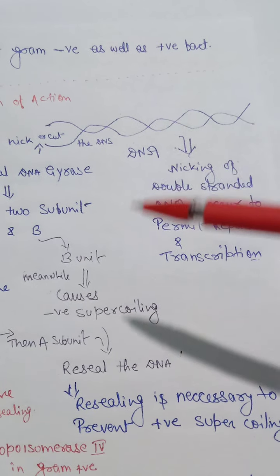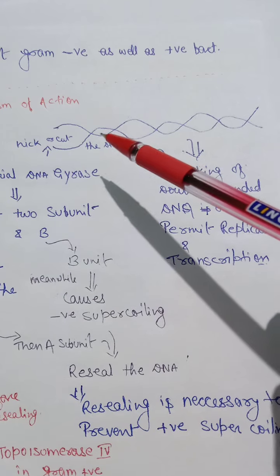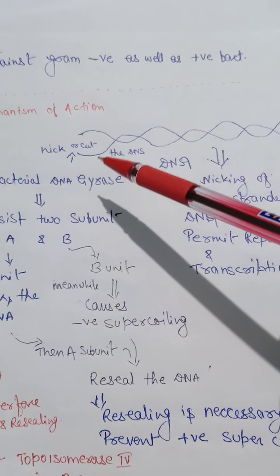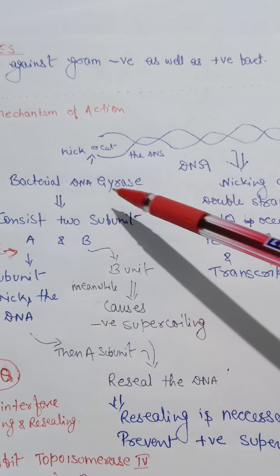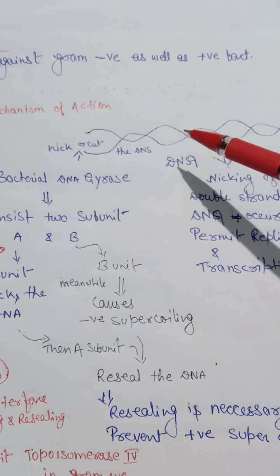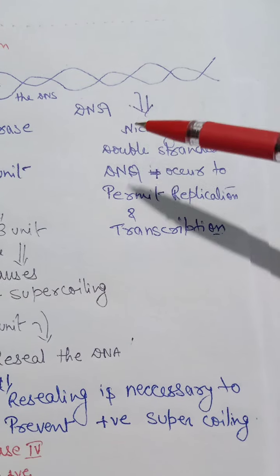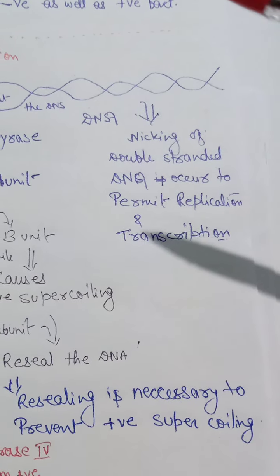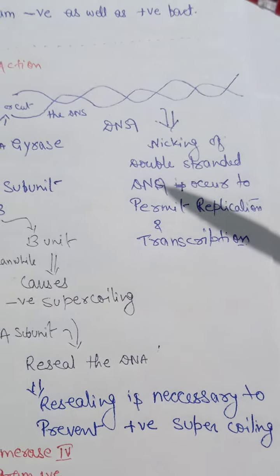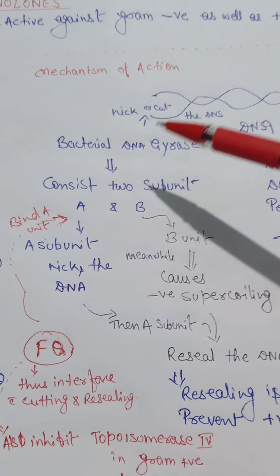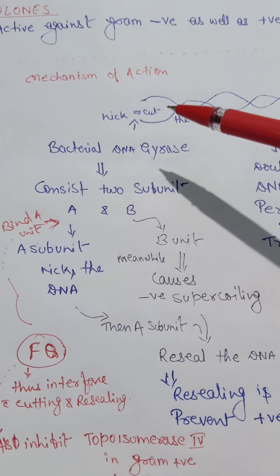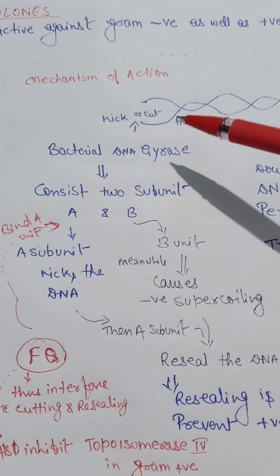For the replication and transcription, the DNA should be nicked or cut. This cutting is done by the DNA gyrase, and when the DNA gyrase cuts this DNA, the daughter DNA will be synthesized, and then again daughter DNA, and the bacteria multiply in this way. So the bacterial DNA gyrase nicks or cuts the DNA molecules.